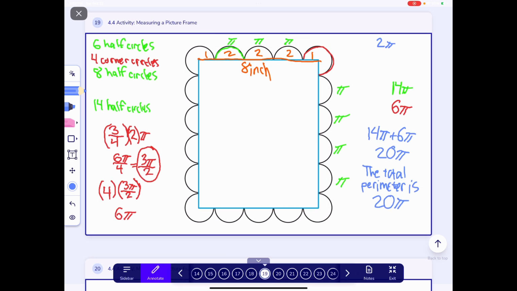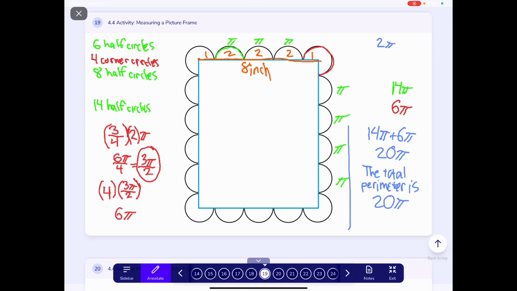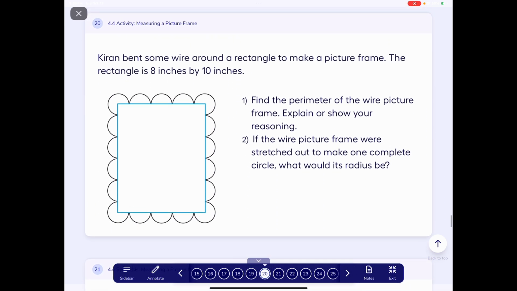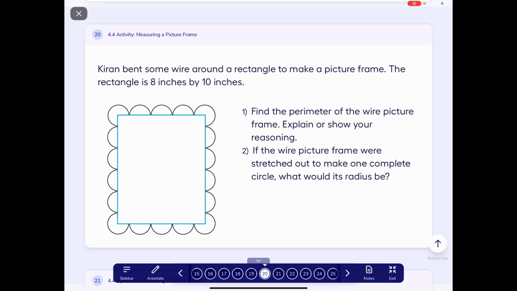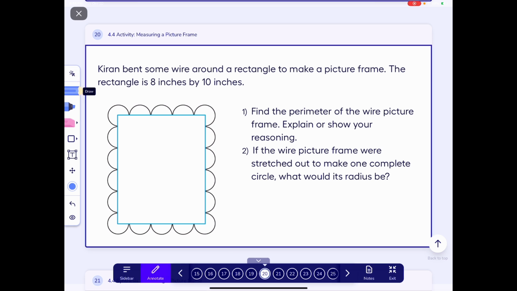So now that we've found the total perimeter, let's go down and try to solve number 2. Number 2 is asking, if the wire picture frame were stretched out to make one complete circle, what would its radius be? So let's do that. Let's draw out the circle. Here's our circle, and the circumference of this circle is 20 pi. What would its radius be?